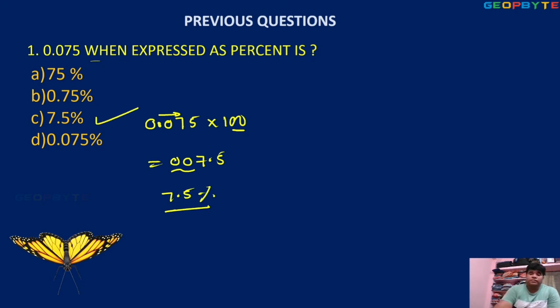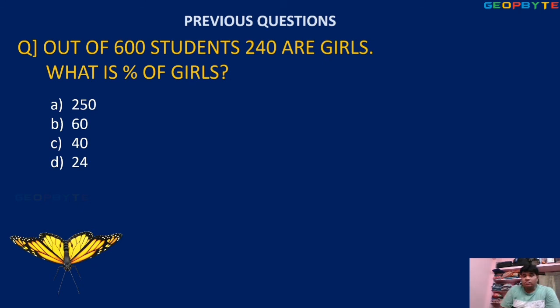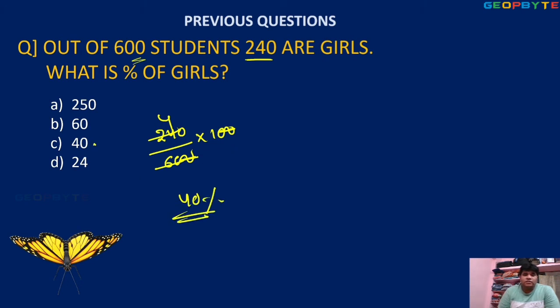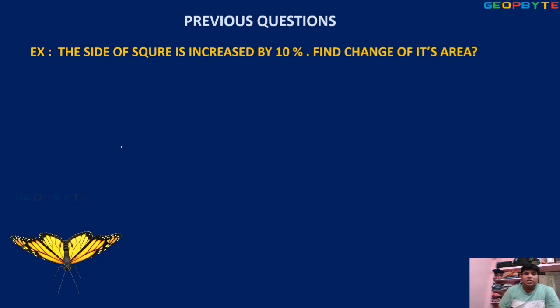Okay, students. Next. Out of 600 students, 240 are girls. What is the percentage of the girls? So what is the percentage of 240 in 600? That is the question. 240 upon 600 into 100. 2 zeros, 2 zeros cancel. 6 fours are 24. So what is the answer then? 40%. So 40.